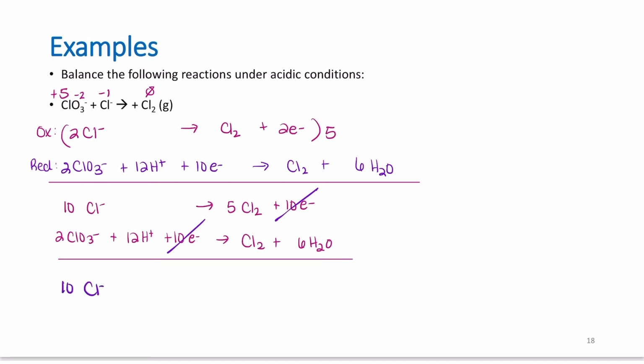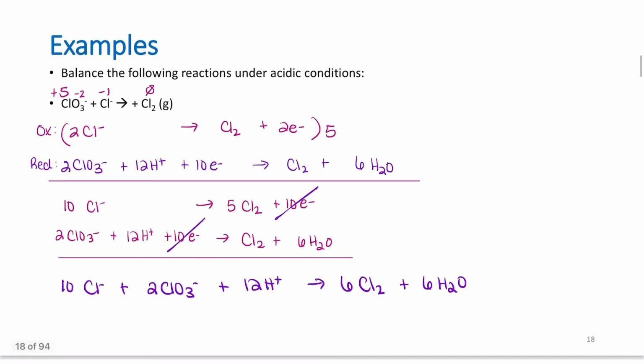10 Cl-, 2 ClO3-, 12H+, 6 Cl2, and 6 H2O. And again, if you look at all the chlorine, oxygen, hydrogen, and the charge here, everything has balanced out.